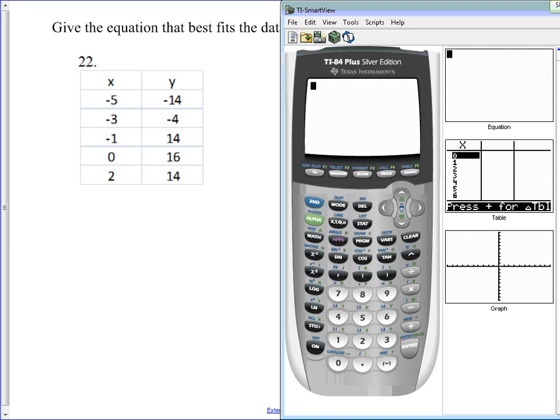So the first thing we want to do is look at the data, because we want to find an equation that best fits it. So we need to look, thinking about our families of functions we just did, what shape does this look like? And so to put the data in, you go to Stat, you go to Edit. We're going to put the data in. So -5, we're going to put in our x's into L1. I think I got messed up there. There we go. And we'll put our y's into L2.